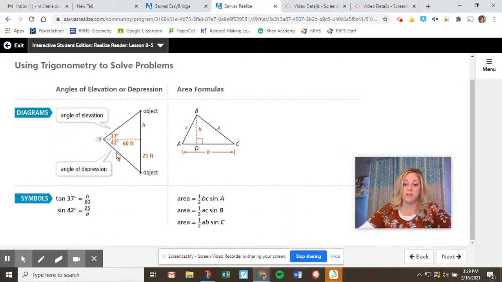The biggest thing that we learned in this lesson for all geometry students is you need to know the angle of elevation, that's looking up or going upward, angle of depression, going downward, and then using trig to find the missing pieces of an application problem.